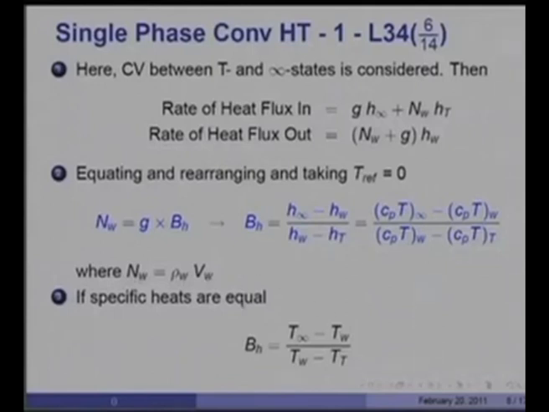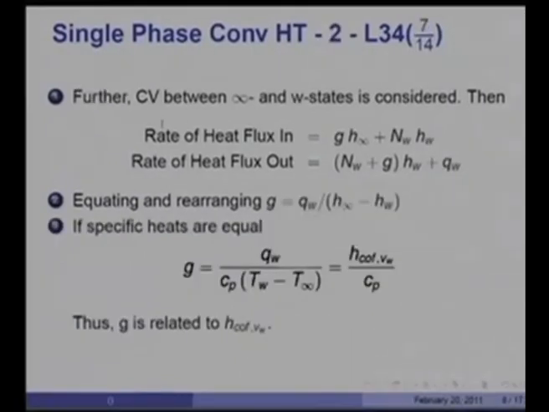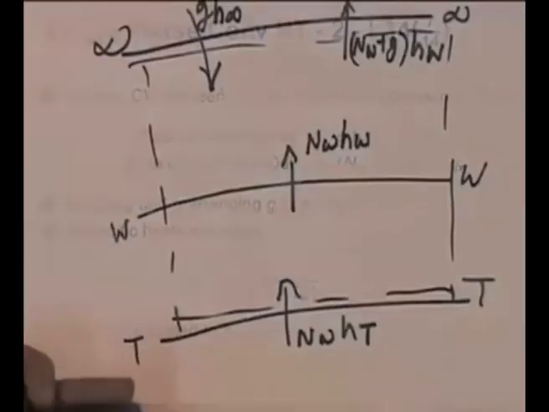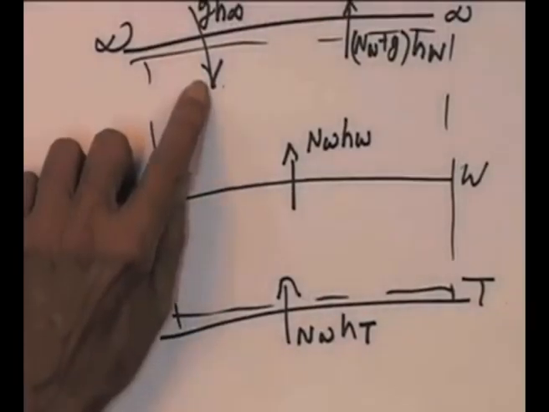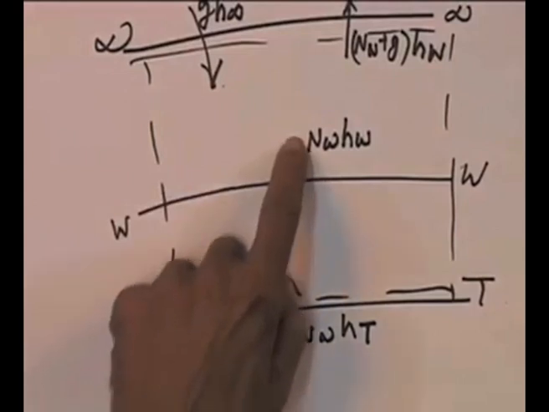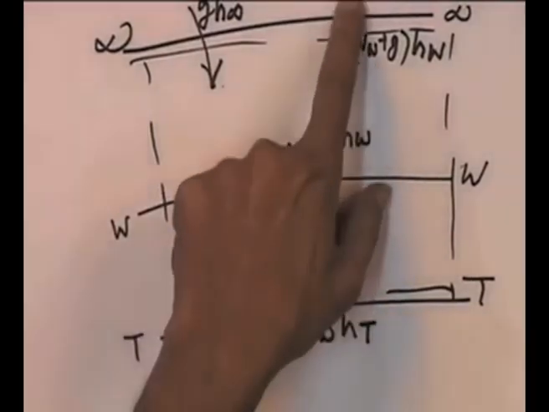If the specific heats are equal, of course, B_H would be simply (T_infinity minus T_W) divided by (T_W minus T_t). If I now consider the infinity state and W state, then you will get N_W h_W. So, my equations would now read as G h_infinity coming in, N_W h_W coming in, and (N_W plus G) h_W going out.